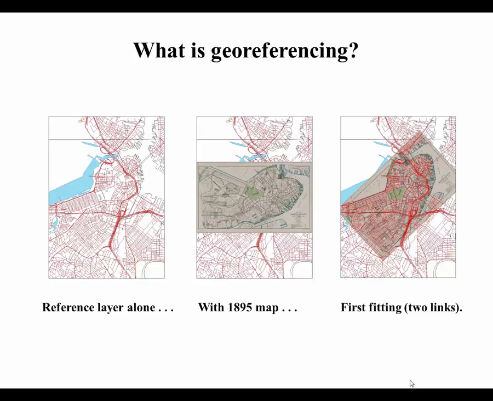What is georeferencing? It is a process that aligns a digital image with its real-world location. Georeferencing is commonly used with aerial photographs and with maps. We will focus on maps, but the same process can be applied to other kinds of images.